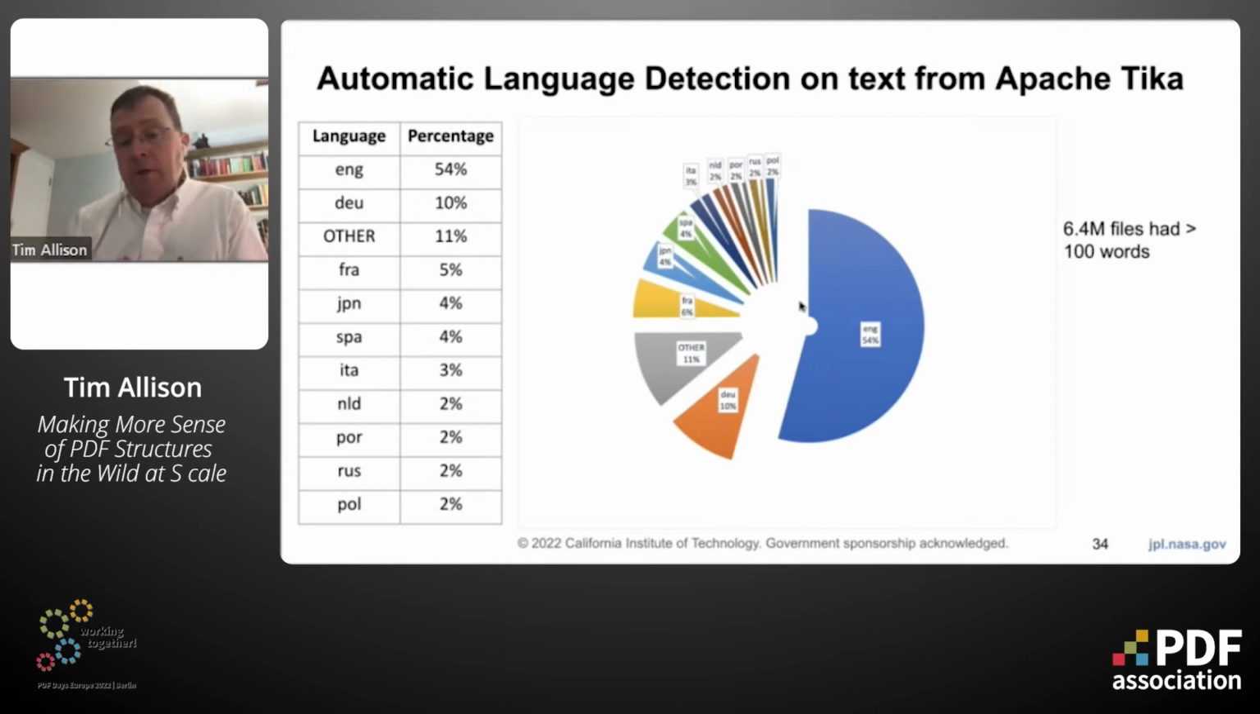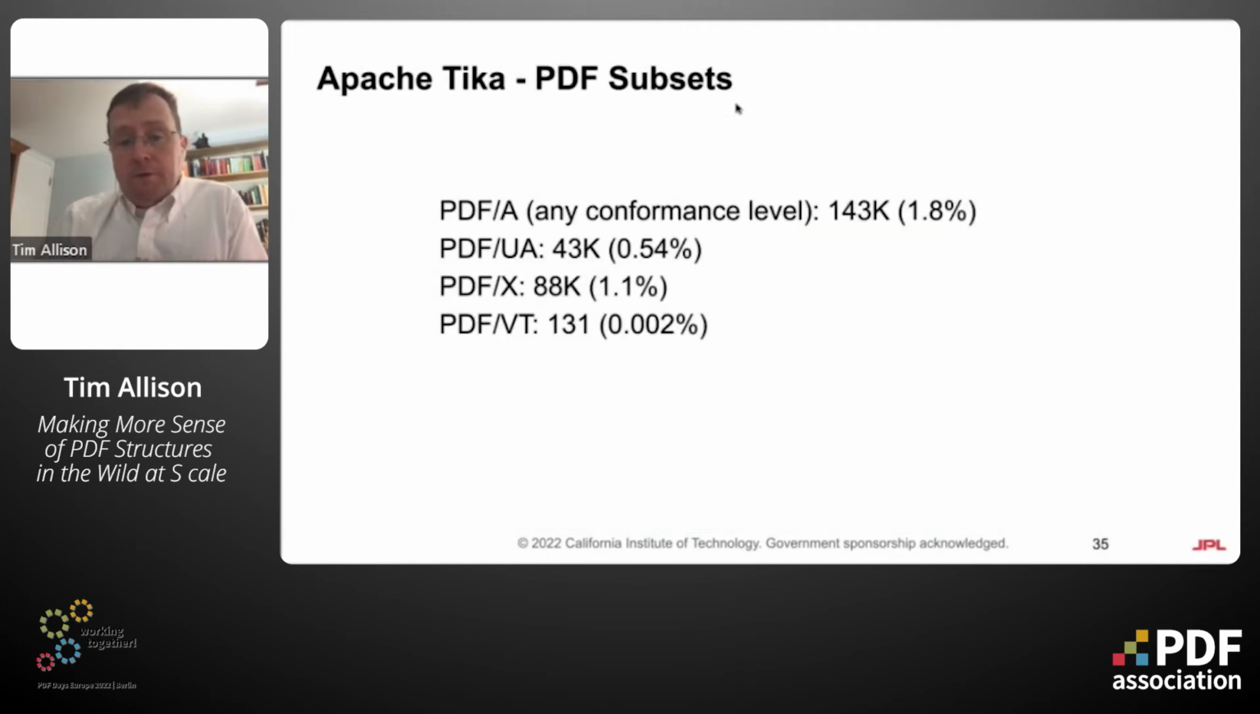This is literally just extract the text and run automatic language detection on those files, on the text that was extracted from those files. We were also interested, and I think Duff is speaking about this data as we speak in another session. Many thanks to Peter Wyatt for helping us do a better job of pulling out the PDF subsets. We had about 2% of these allege PDFA of some flavor.